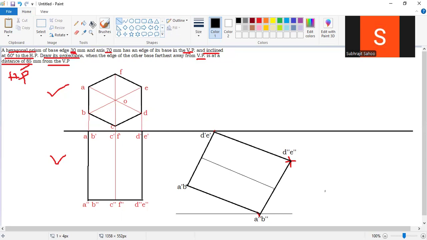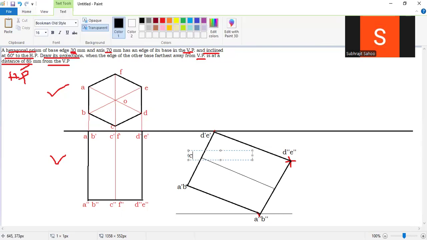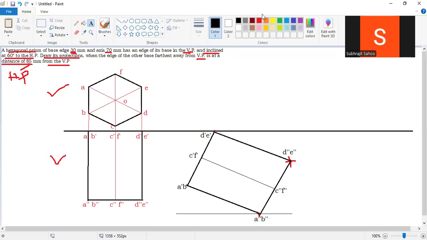Next step is naming. Give the name. What is this point name, sir? C dash F dash. And here the point name is C double dash F double dash. Observe. So what is the next step?